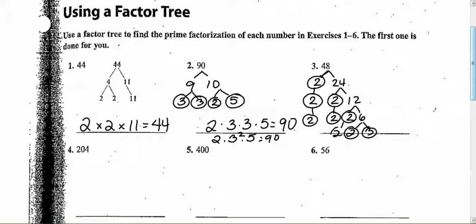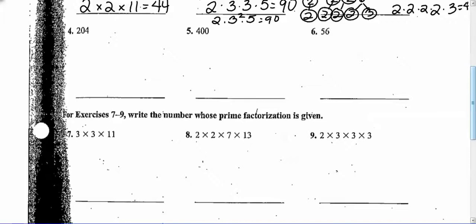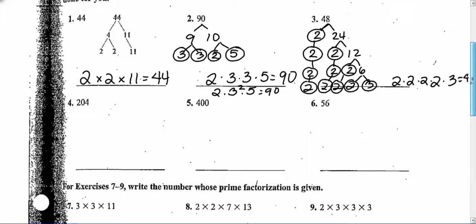You've got to bring down this 2, bring down this 2, and bring down this 2. So the prime factorization of that is 2 times 2 times 2, was there 4 of those? Times 2 times 3, and that equals 48. You can't write that far over, Mrs. Lehman. I can do this on here, but you can't do that on your paper.